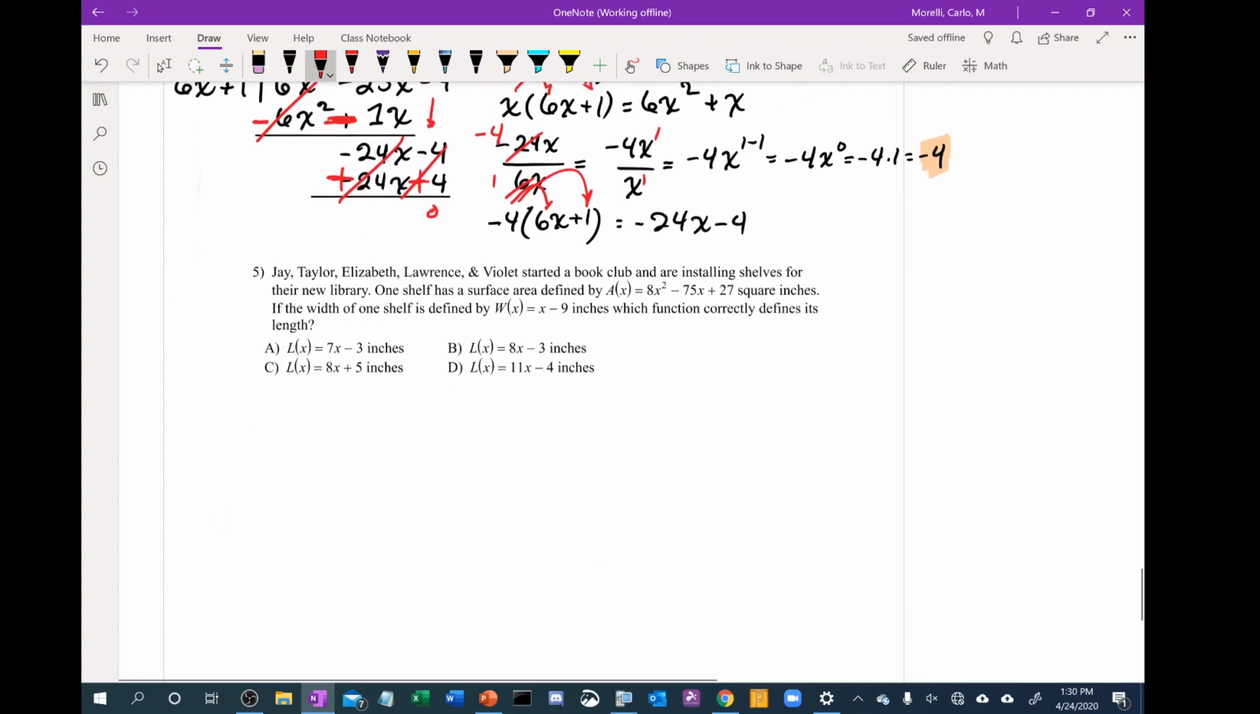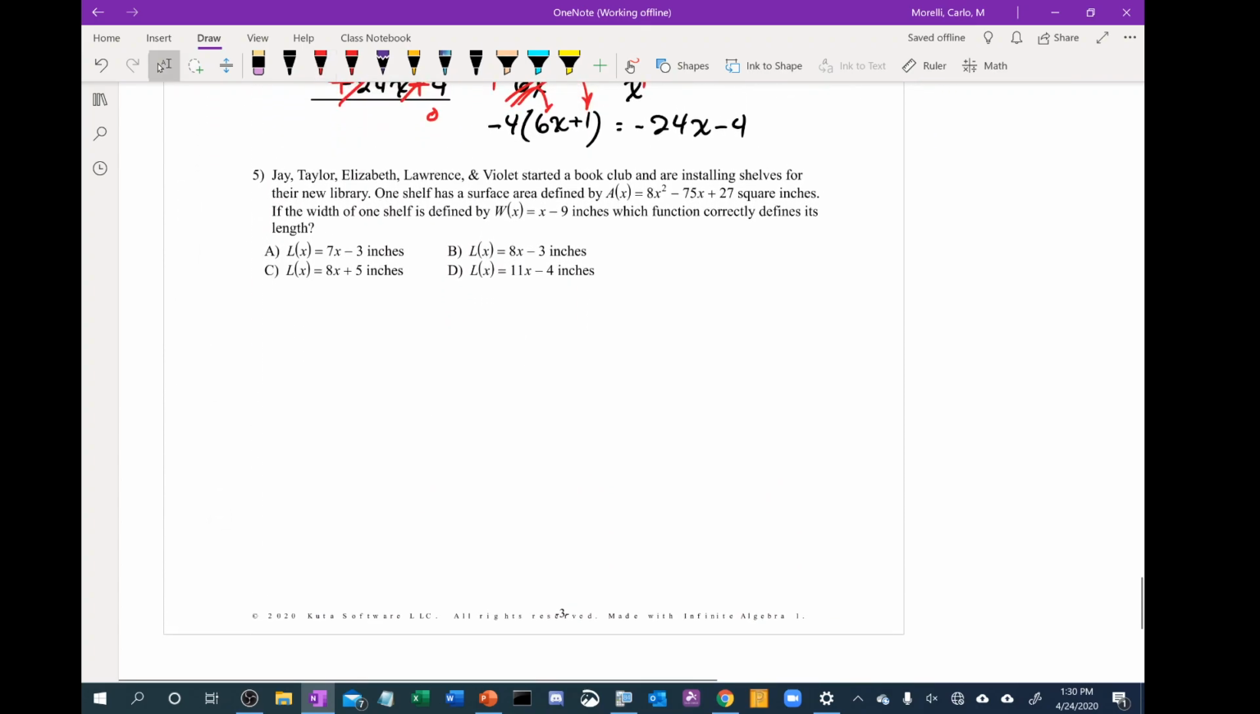Okay, moving on to number 5. Jay, Taylor, Elizabeth, Lawrence, and Violet started a book club and are installing shelves for their new library. One shelf has a surface area defined by A of x equals 8x squared minus 75x plus 27 square inches. If the width of one shelf is defined by w of x equals x minus 9 inches, which function correctly defines its length? Okay, so we're talking about a shelf.